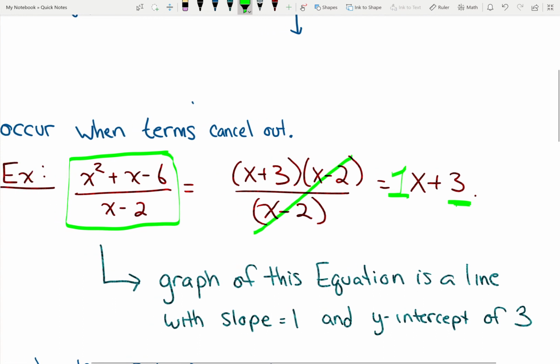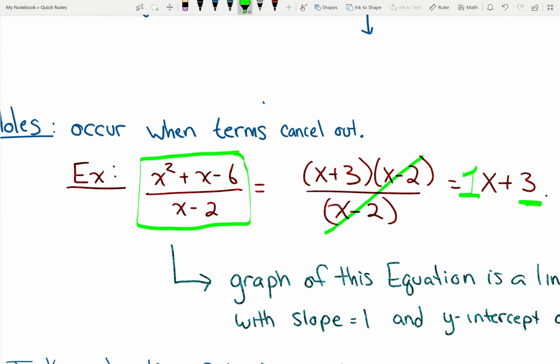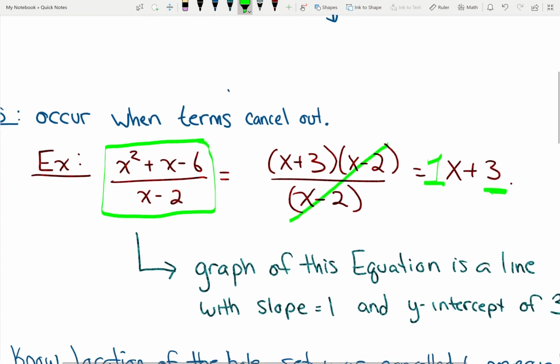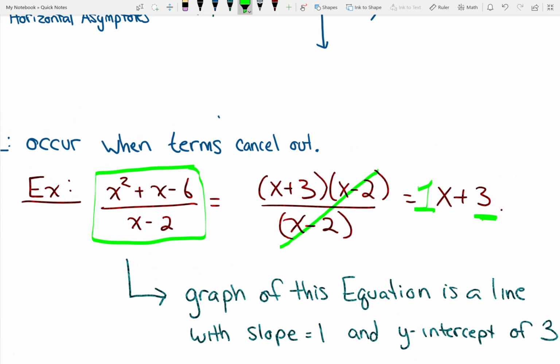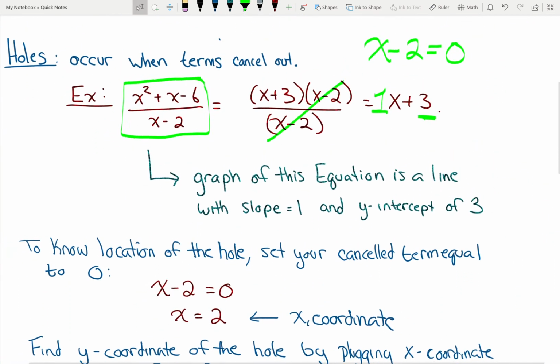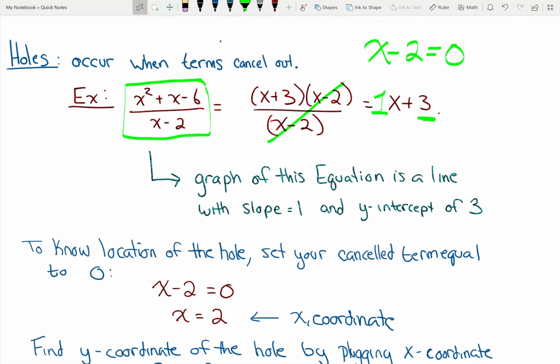But we said if terms cancel out, there's a hole somewhere. So how do we find out where the hole is? Well, what we're going to do is set that cancel term equal to 0. For us in this question, it's x minus 2. So to know the location of the hole, we're going to set our cancel term equal to 0. So here I have x minus 2, which was our cancel term, and I'm going to set it equal to 0, and I'll solve for x.